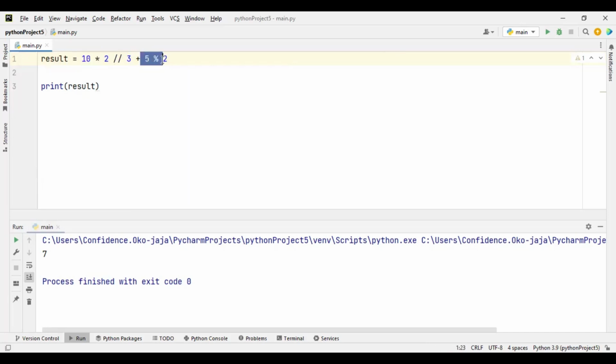And then we come to this part. What is 5 modulo 2? 5 modulo 2 is 1. So what is 6 plus 1? That's 7. Please note this: in a case whereby the same order is repeated, you have to follow it from the left to the right, or else you will not get it right.